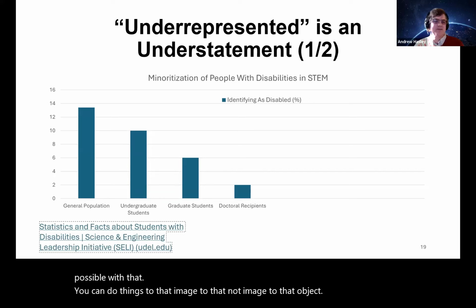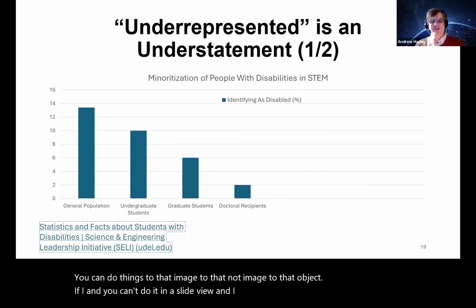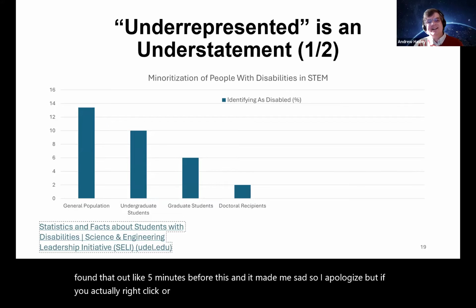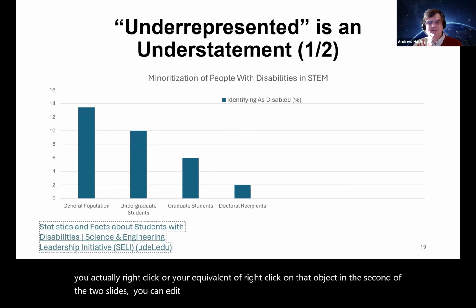And you can't do it in slide view, and I found that out in the presenter view, like 5 minutes before this, and it made me sad. So I apologize. But if you actually right click, or your equivalent of right click, on that object in the second of the two slides, you can edit the data. You can see a table of the data if you do that. You can learn what the axes are.